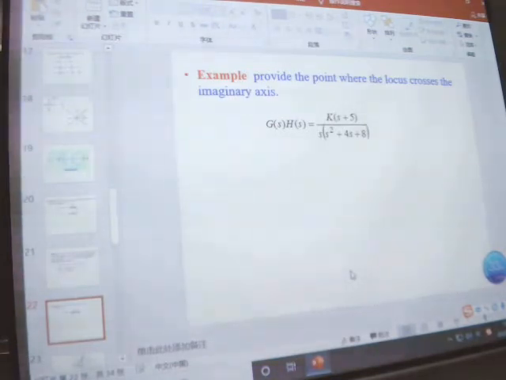What are the real part and the imaginary part? Go on. Let the real part and the imaginary part.